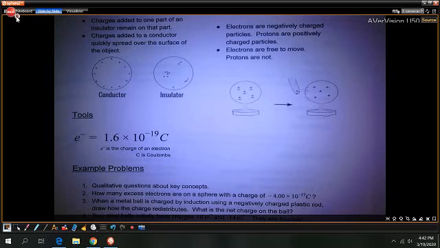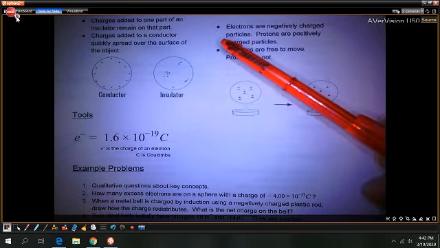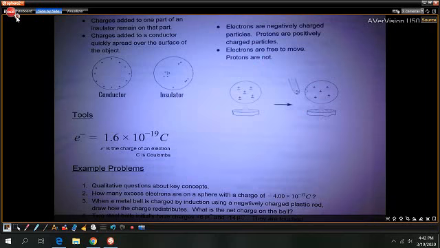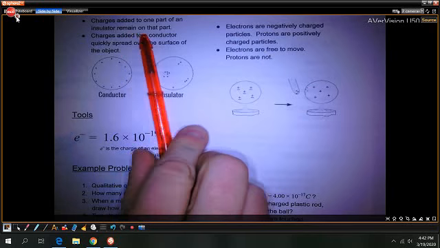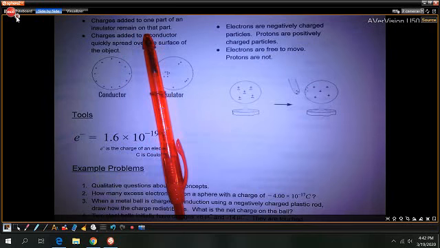And one last thing I want to talk about. This is all stuff you can put in your notes. I had it handy. So here you go. So let's look at this. Charges added to one part of an insulator remain on that part. Okay. And we didn't talk about this.